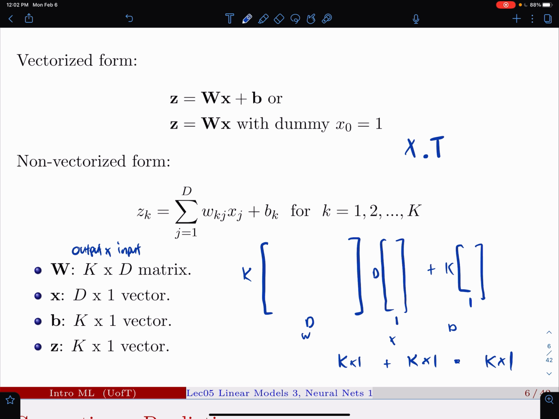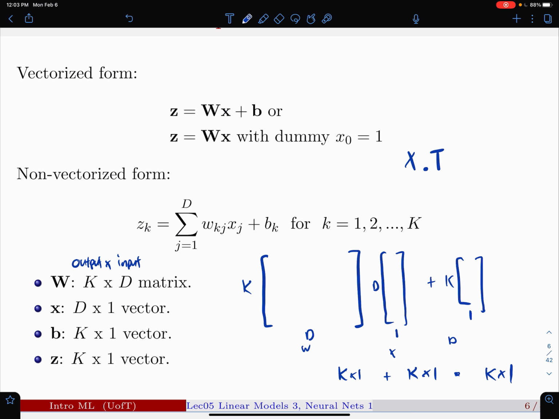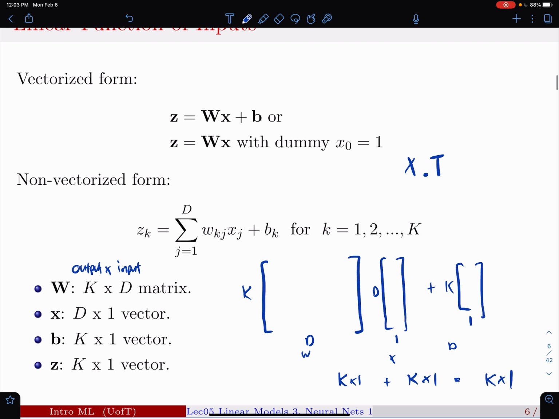Yeah. Can we not put b in the matrix? Yeah, we can definitely put b in the W matrix. That corresponds to adding an additional row of all ones. And in this case, K would be the parameters and D would be all the different data points? No, K is the number of classes we have. And D is our number of features.